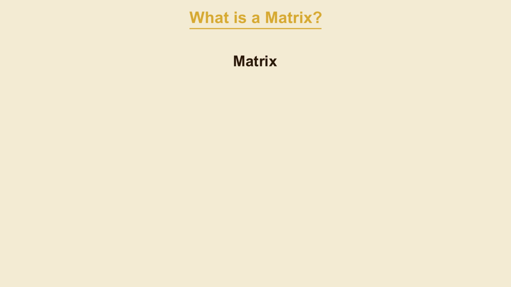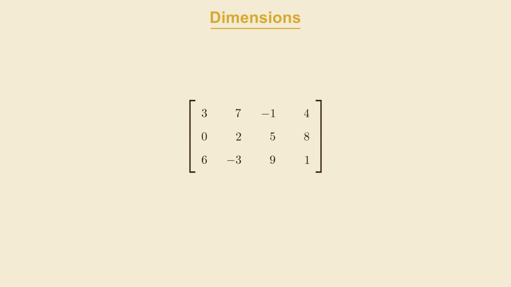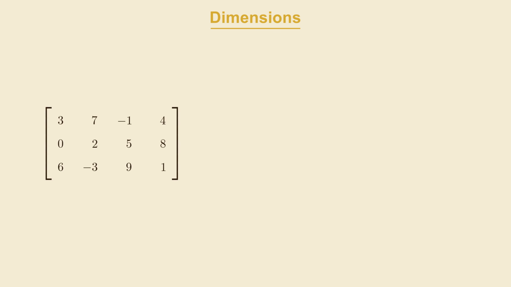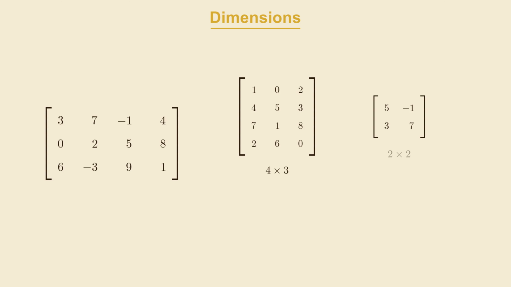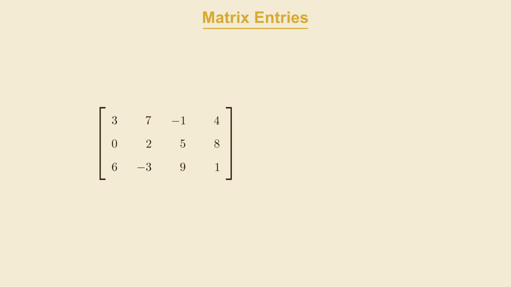A matrix is a rectangular array of numbers. That's the whole definition. It's just a table of values organized into rows and columns. The size of a matrix is described by two numbers, the number of rows and the number of columns. We say a matrix is m by n if it has m rows and n columns. The dimensions are just the shape of the table. So a 4 by 3 matrix has 4 rows and 3 columns, a 2 by 2 matrix has 2 of each, and so on.